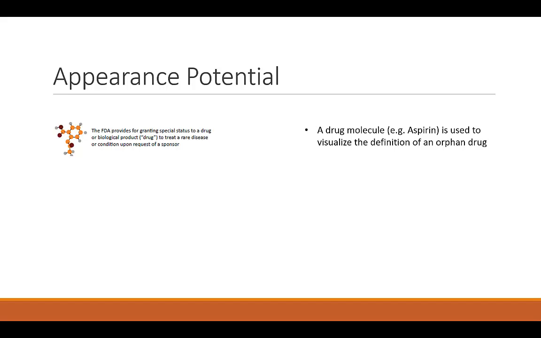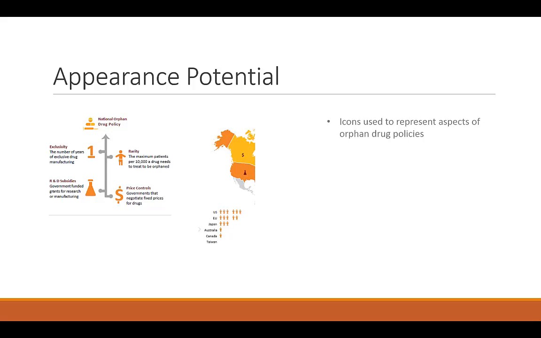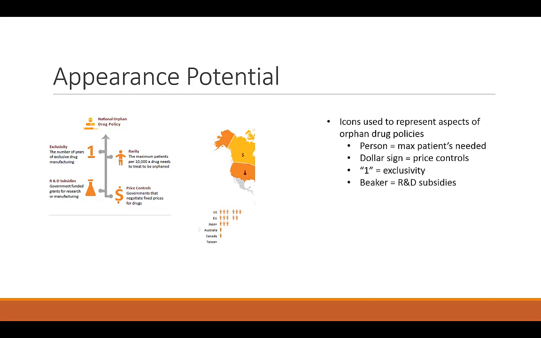The appearance potential of drugs is shown by having a molecule, in this case aspirin, show along with the definition of what an orphan drug is. In addition, within the relationship graph, exclusivity, R&D subsidies, rarity, and price control are all encoded with their own icon to represent what those policies are.